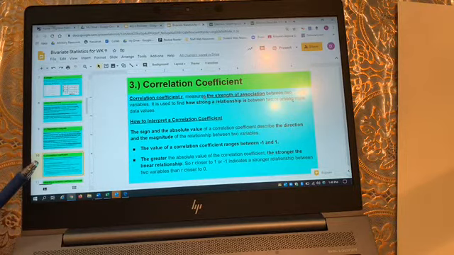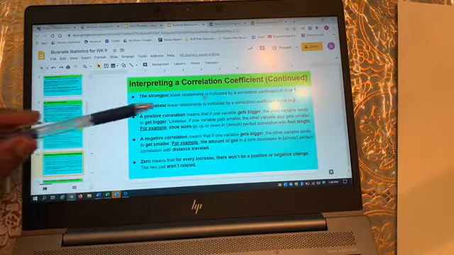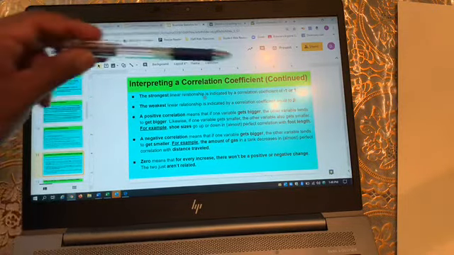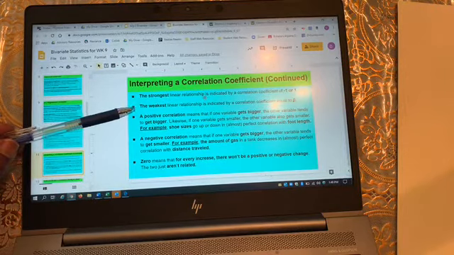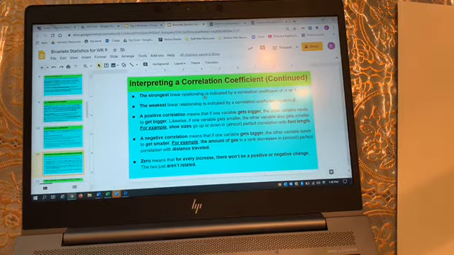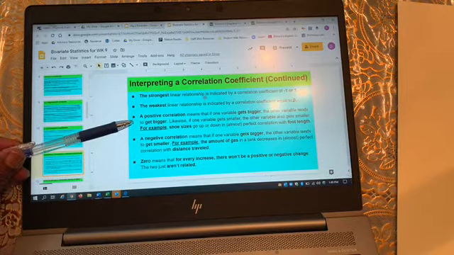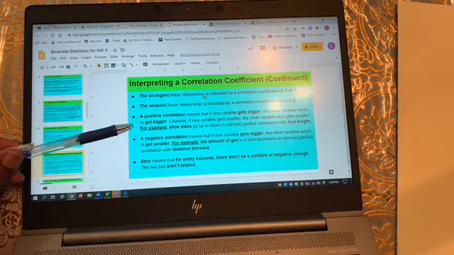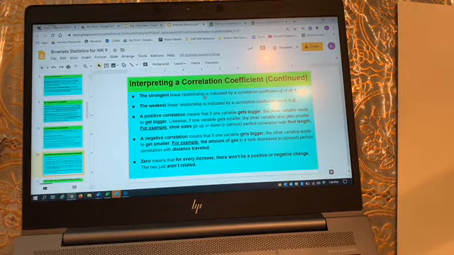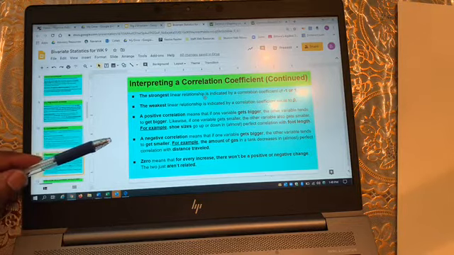Okay, so more about the correlation coefficient. The strongest linear relationship is indicated by -1 or 1. Always, if R equals 1 or -1, it is the strongest one. The weakest linear relationship is indicated by a correlation coefficient equal to 0. So if it is 0, that means there isn't any correlation between the two variables. A positive correlation means that if one variable gets bigger, the other variable tends to get bigger too. Likewise, if one variable gets smaller, the other variable gets smaller.